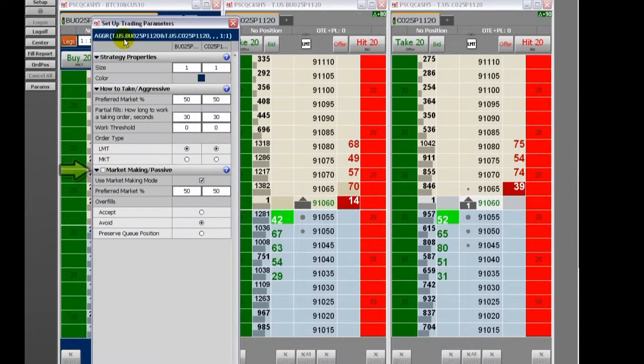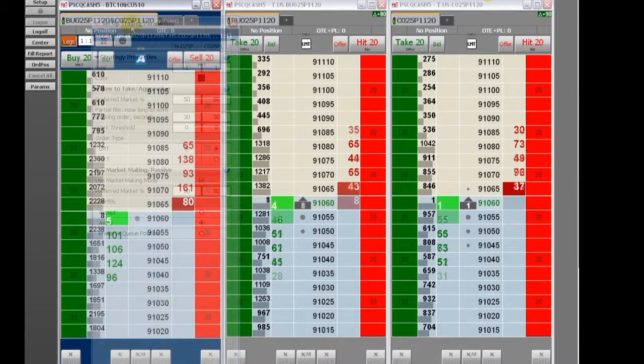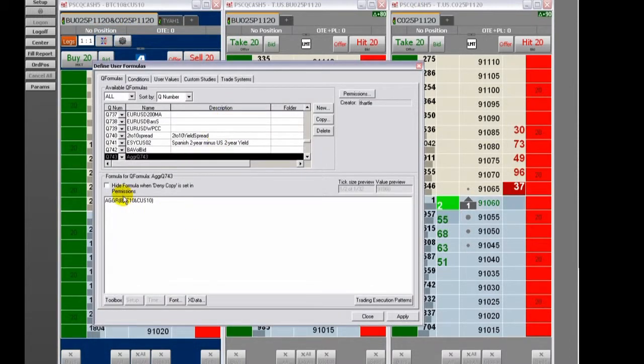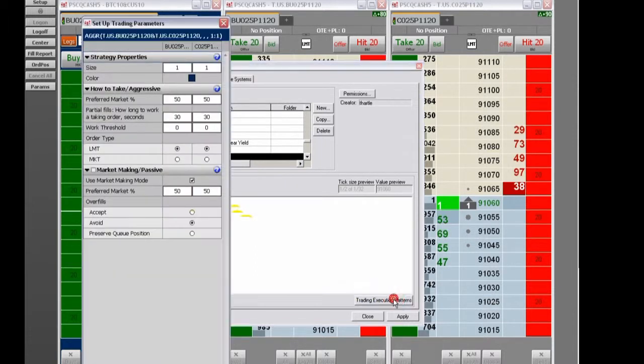For example, use market making or market taking mode and set the preferred market percentage between instruments. Use Q formulas expressions to aggregate instruments and to set the price ratio, quantity ratio, or price offset.